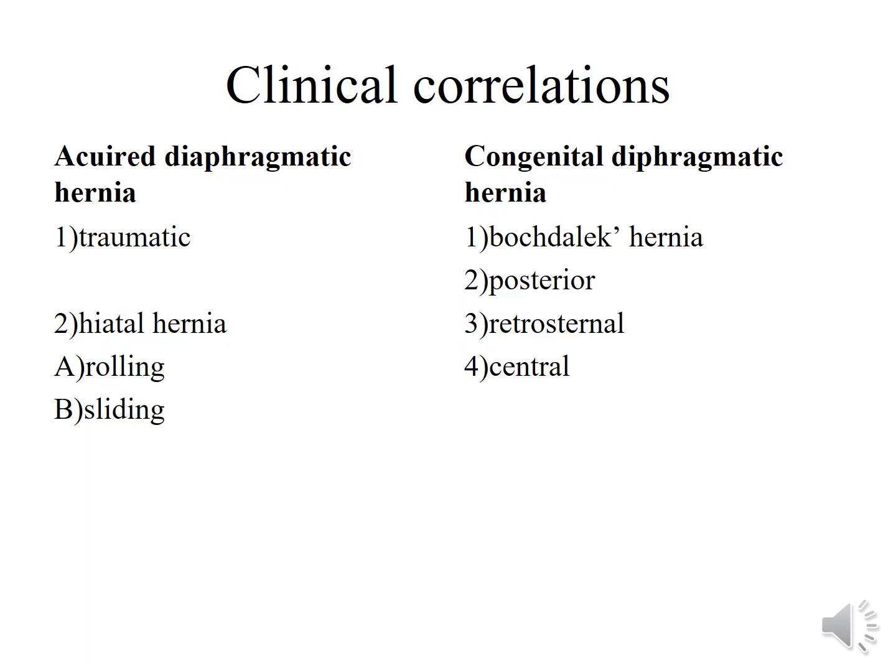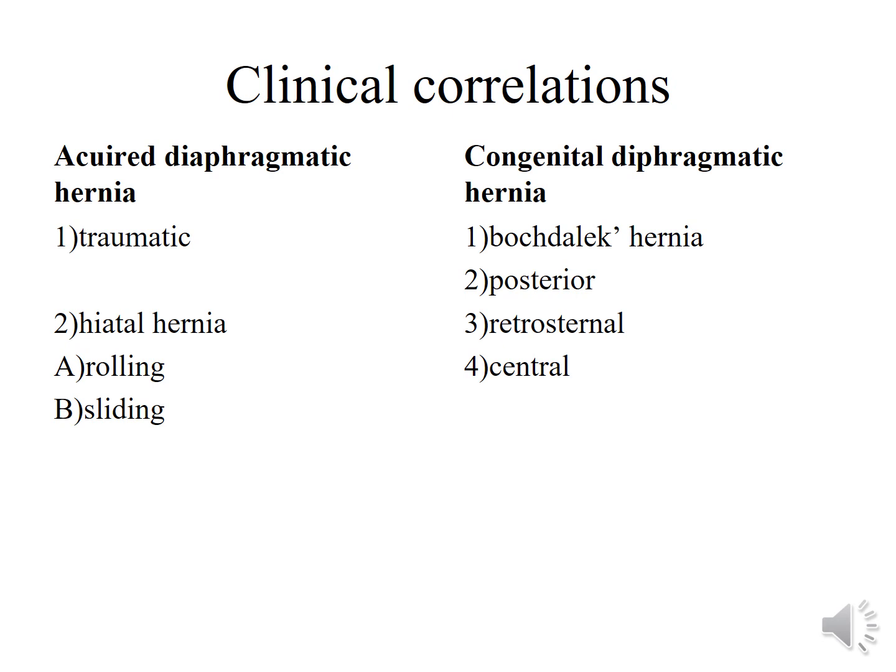Coming to the clinical correlations of the diaphragm, the most important applied aspect related to the diaphragm is the hernia. You already know that hernia is the protrusion of viscera through a normal or abnormal opening, right? So diaphragmatic hernias can be acquired or congenital. Acquired are further divided into two types. One is traumatic, the second is the hiatal hernia. The hiatal hernia is further classified as rolling or sliding hernia.